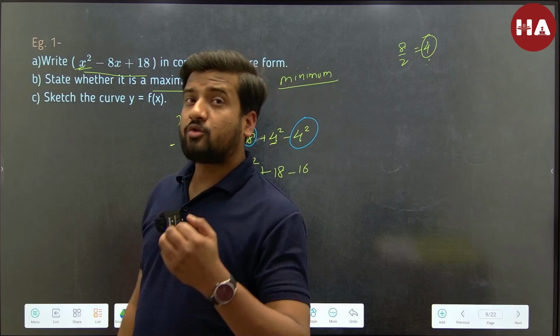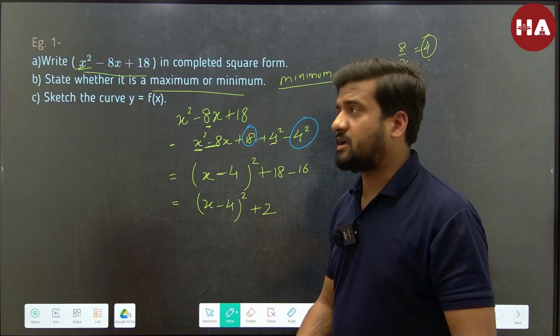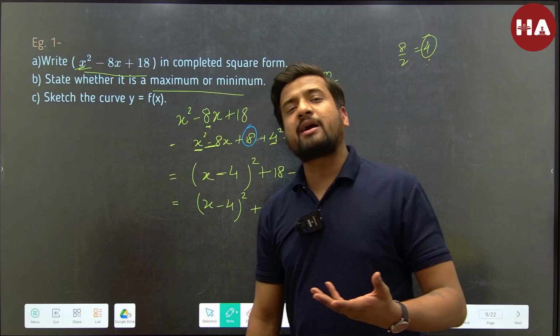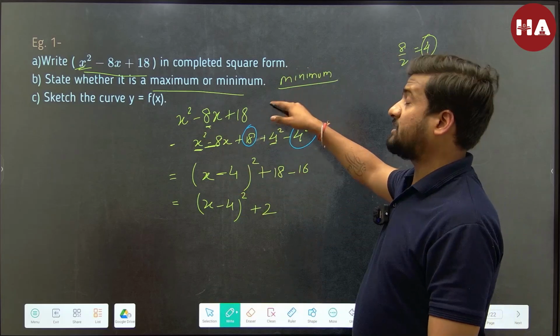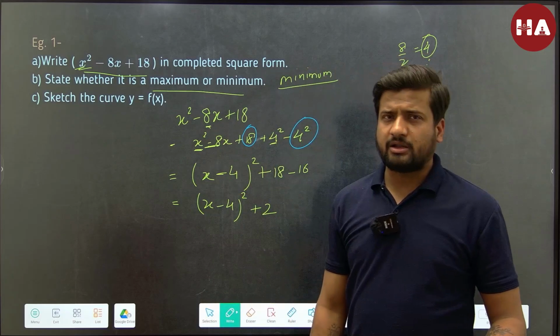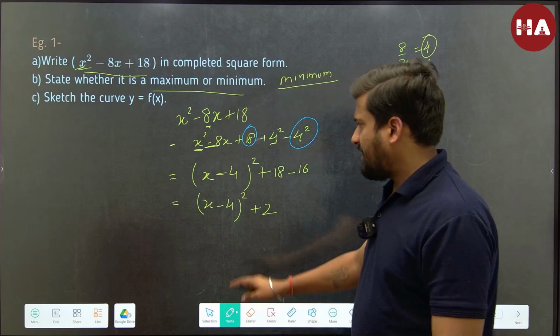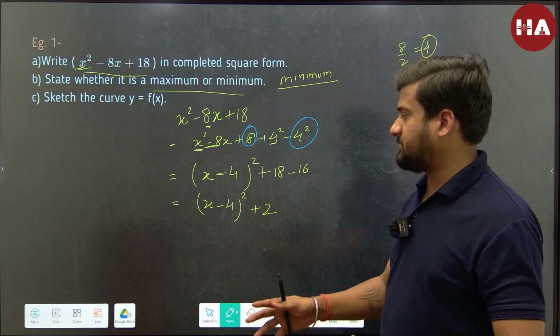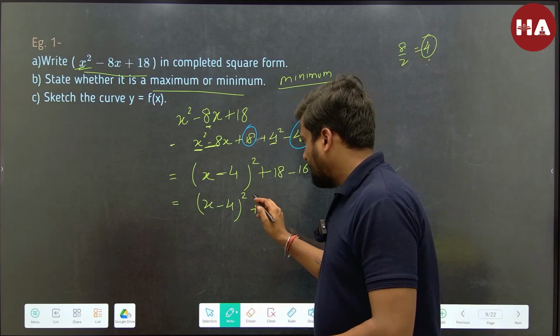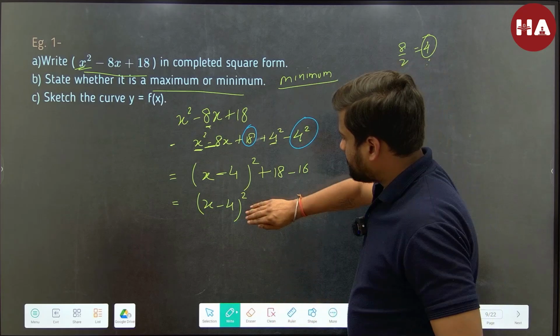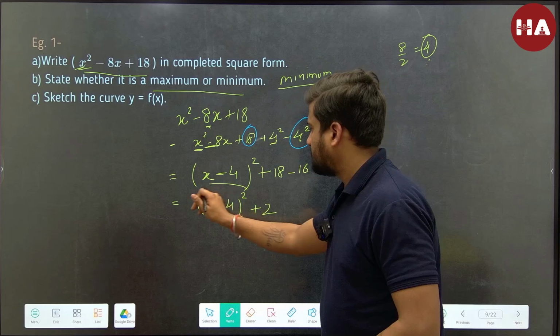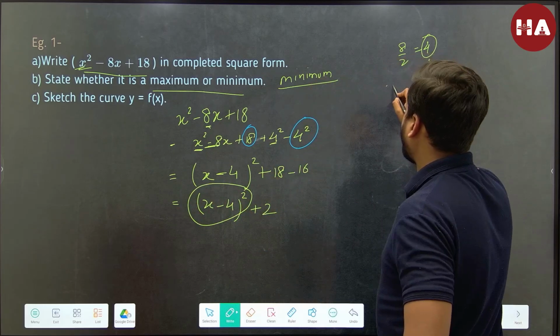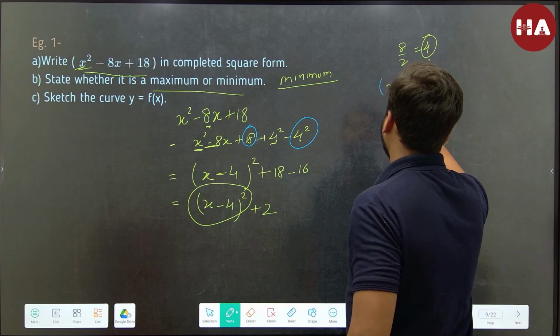Now the question might have asked, what is the maximum or minimum value? In this case, what is the minimum value? How to figure it out? Very easy. If you have found out the whole square, it's really easy. Now let's just check this part, (x minus 4) whole square.